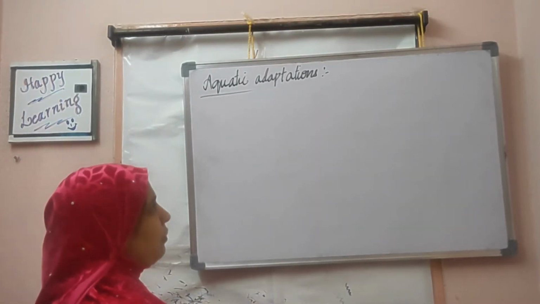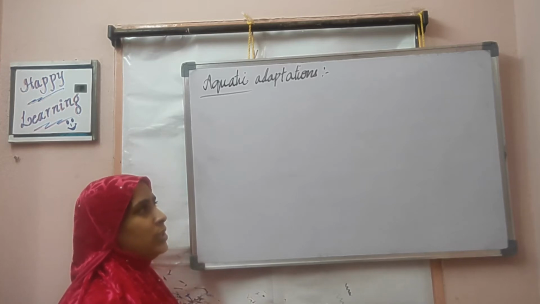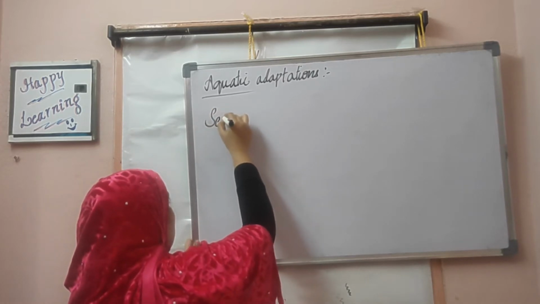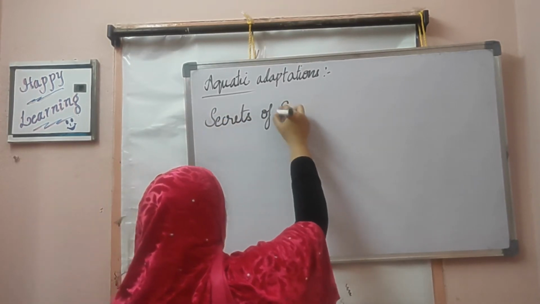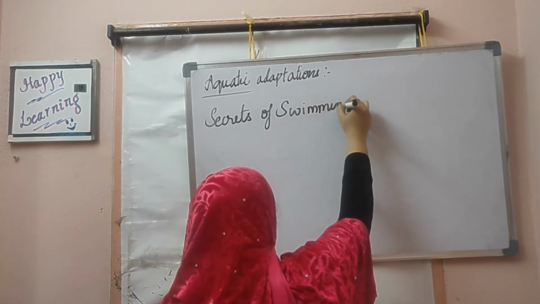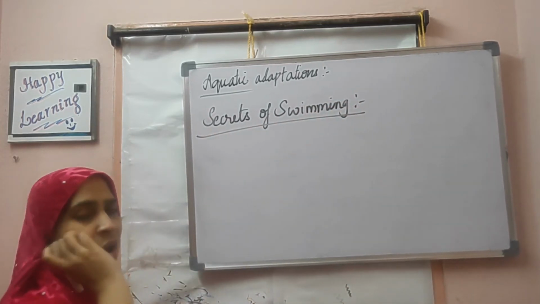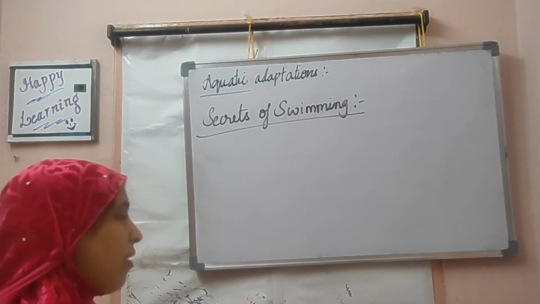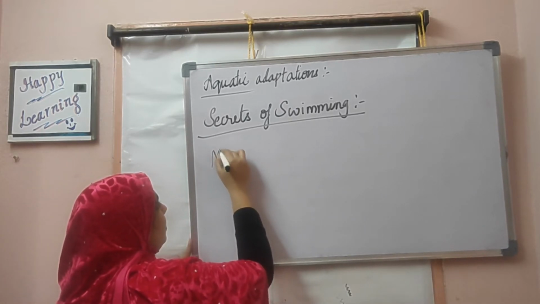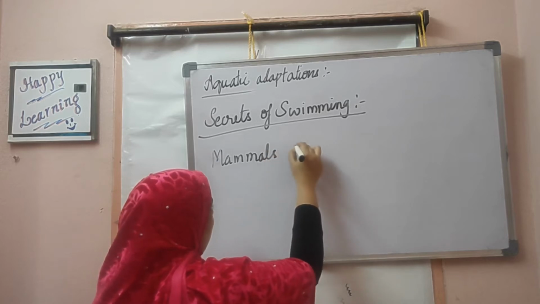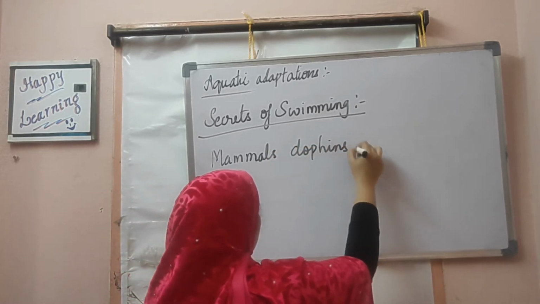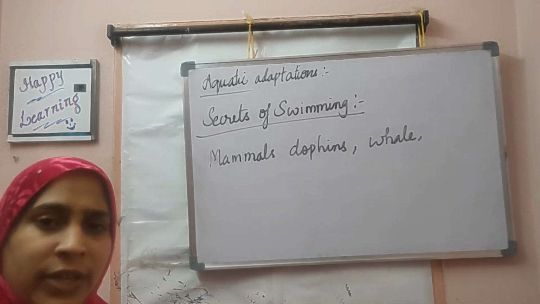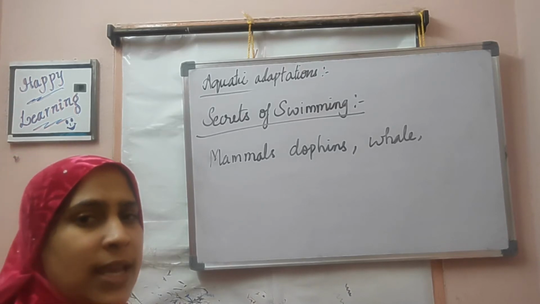Okay, before discussing freshwater adaptations, one more thing I have to say. See, there are secrets of swimming. I told you that structures like swim bladders or lungs help them to float. How do they help in floating? Let us see. For example, take mammals like dolphins or whales. Whatever type of whale or dolphin it is, they have lungs because they are mammals.